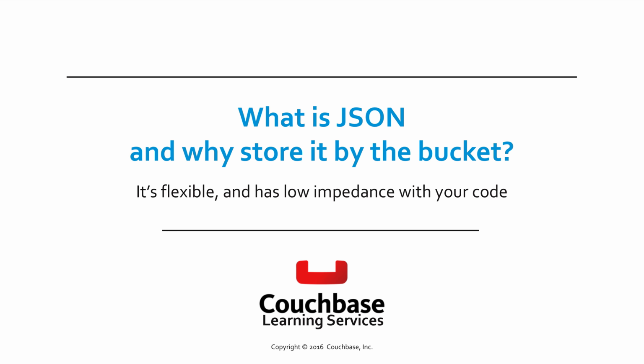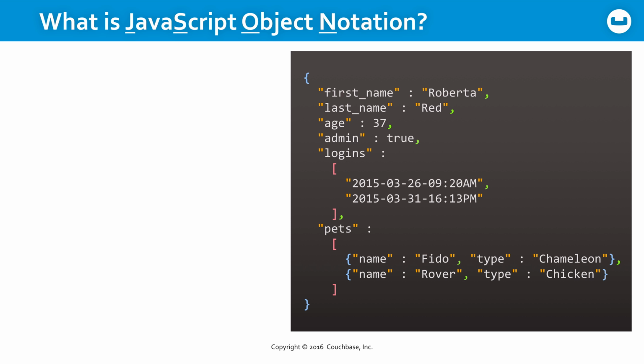If you're modeling data for highly scalable applications, you'll want to know about JSON. So let's take a look at it and why Couchbase stores it by the bucket. The short answer is it's a very flexible way to store data, and it has low impedance with your code.